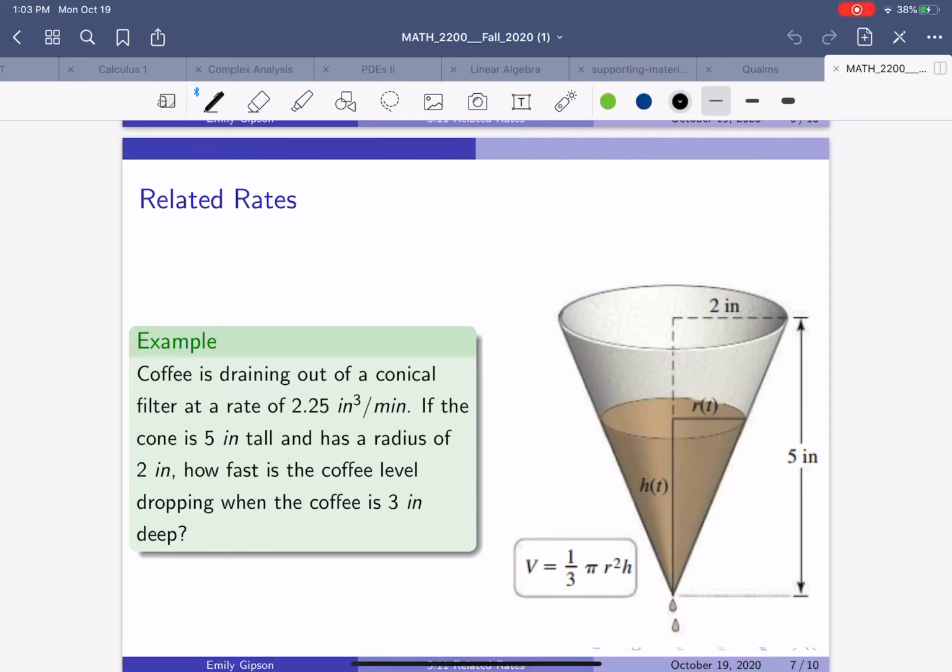We know that it's 5 inches tall, and at the top or the base of it, the radius is 2 inches. And we've drawn here the height of the coffee being h of t and the radius of the coffee while it's draining out being r of t. And we know that we can relate volume, radius, and height together by volume equals 1/3 pi r squared times h. So we're going to keep that equation handy for our next step. So step one, we've completed. We've drawn a picture and we've written down an appropriate equation that helps us relate all of our known quantities together.